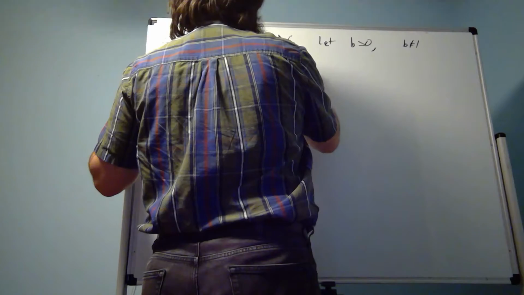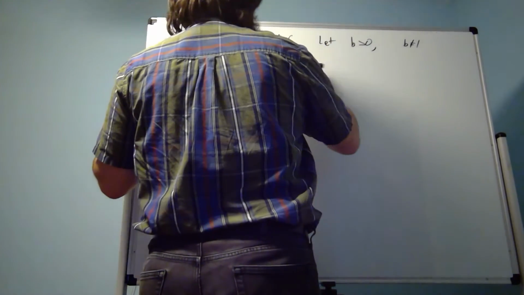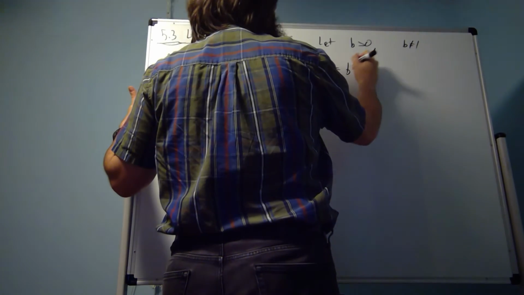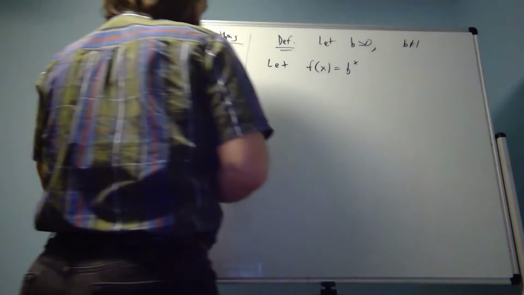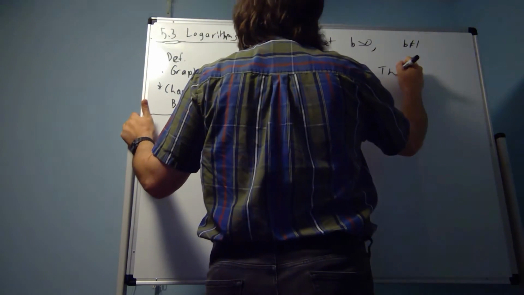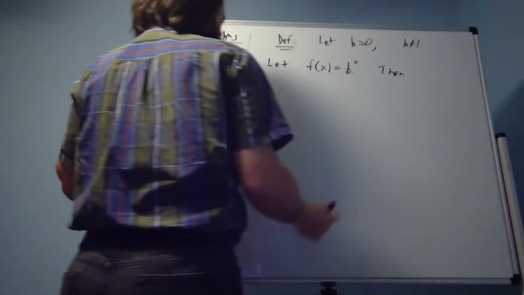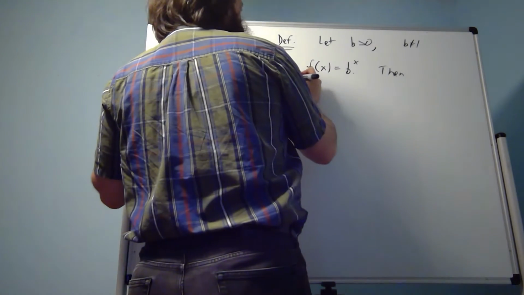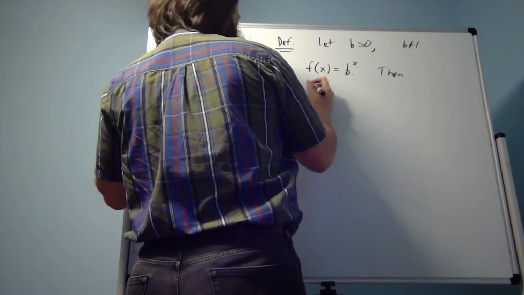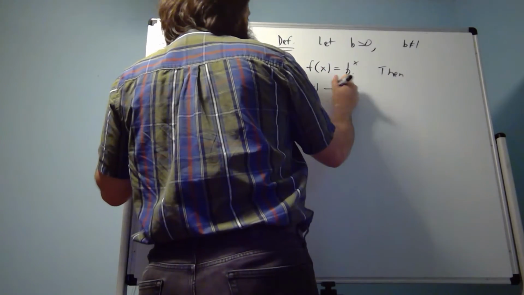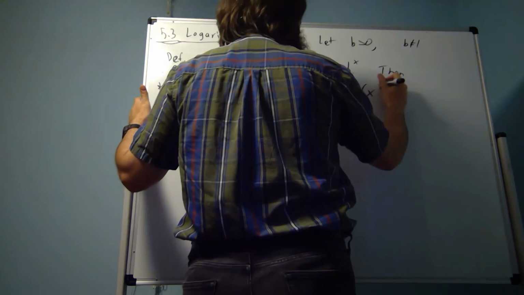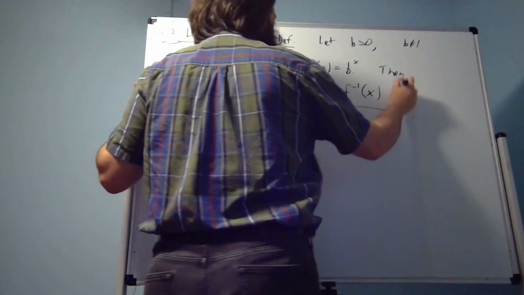Well, let's define a logarithm in 2 steps. So we start with the function f, which is defined as f of x is b to the x. Then this tells us the definition of log base b. So this is the definition. Log base b is this new thing where log base b of x is f inverse of x.